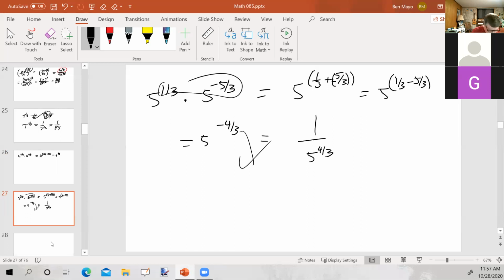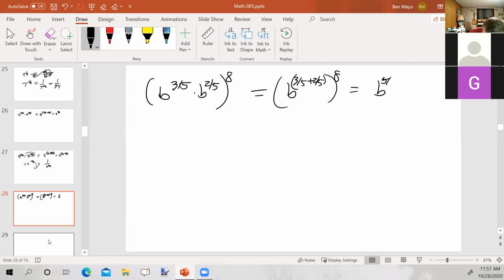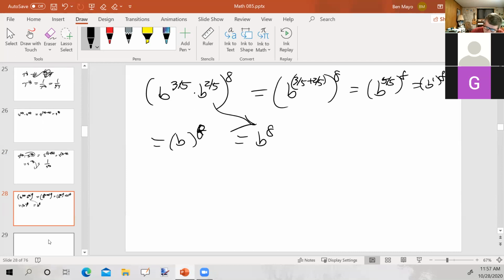Let's see here. How about this one? b to the 3/5 times b to the 2/5, all to the 8th power. Well, inside you'd have b to the 3/5 plus 2/5, which is b to the 5/5, which is b to the 1, which is b, and then you'd end up with just b to the 8th power. Now, you could go straight here if you can see that. You don't have to do every little teeny step, but I'm just showing you how I got there.